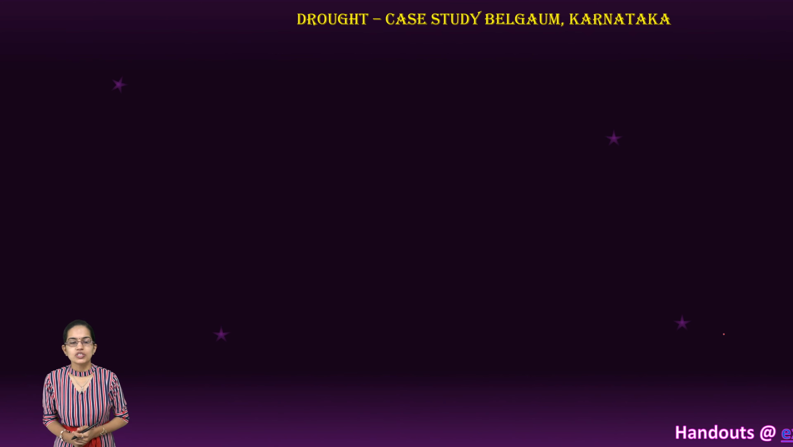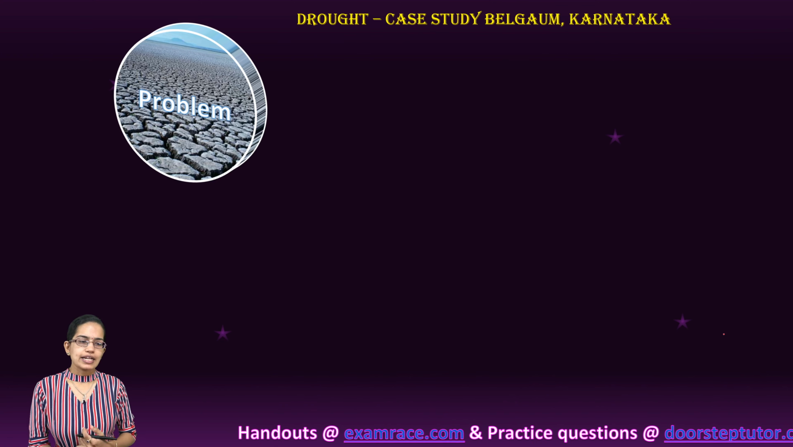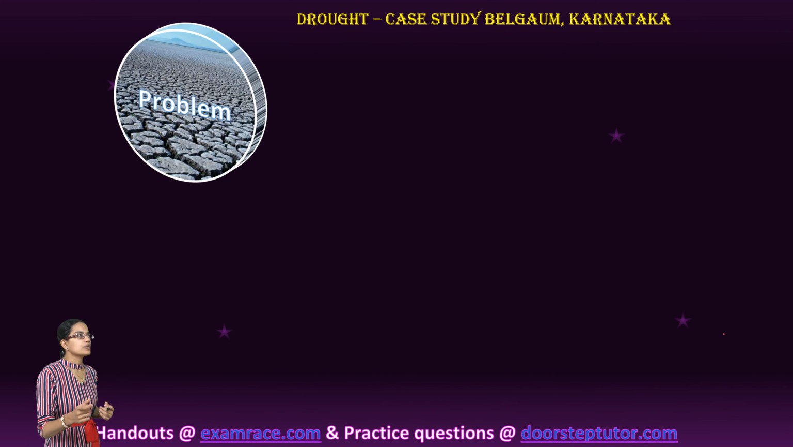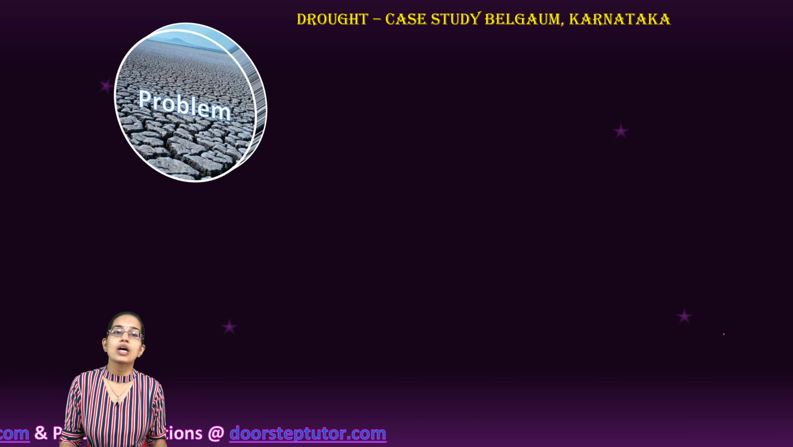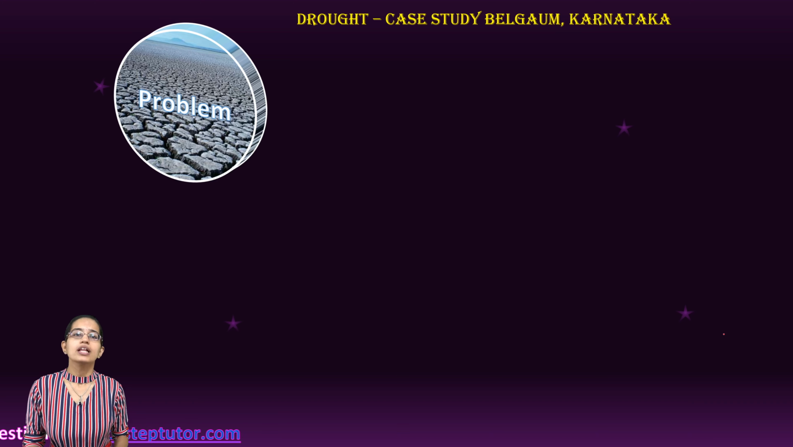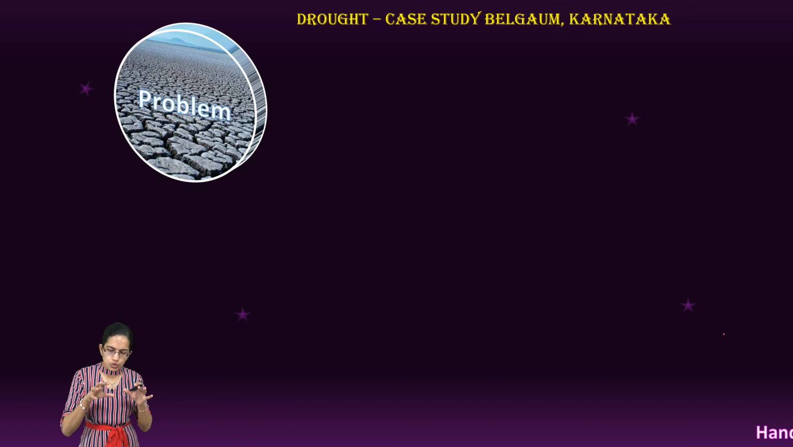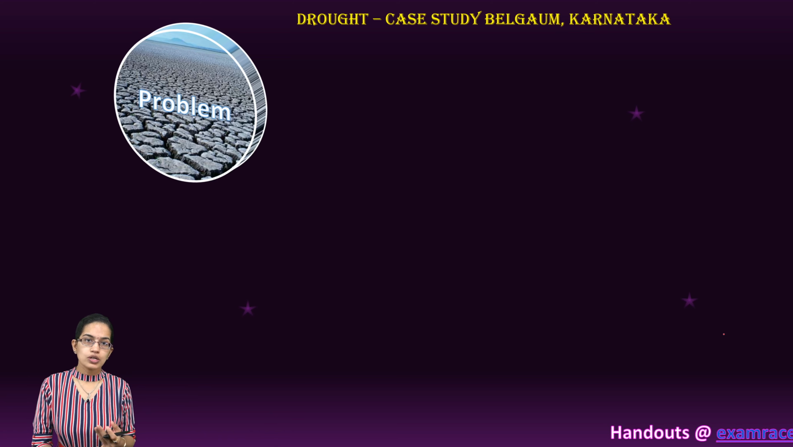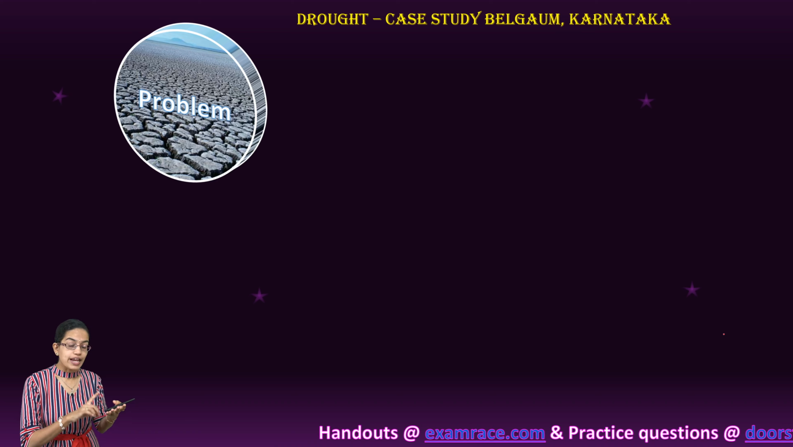Similar to this case study, we have another case study which is on drought, and this is from the region of Belgaum in Karnataka. So we first identify the problem. Now drought is a climatic dryness that is seen which is severe enough to reduce the amount of moisture that is present in the soil. As a result, it would lead to problems for basic livelihood, for agriculture, for industries, and for livestock as well.